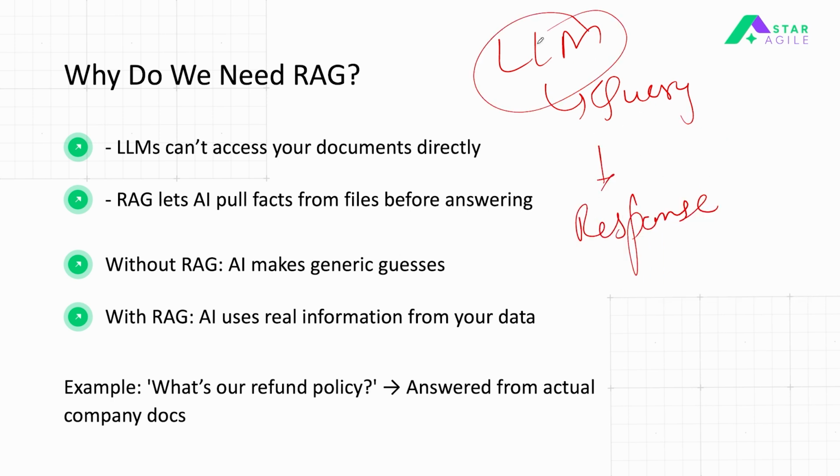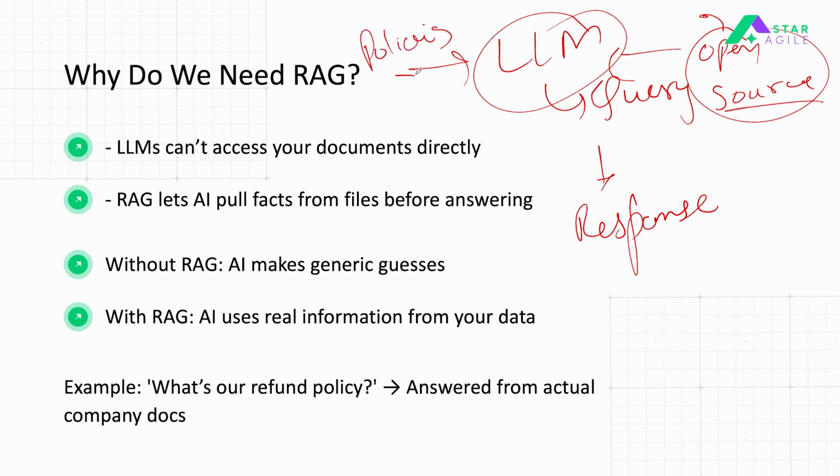Now, if this LLM has been trained on any open source data, then eventually it will know only the facts about whatever is present in this open source data. It will not know any information about that specific company's policies. So there is no information available with the model to understand what the policy of that company is, and hence it will not give an accurate response for the query that we have provided it. So how do we overcome this problem?